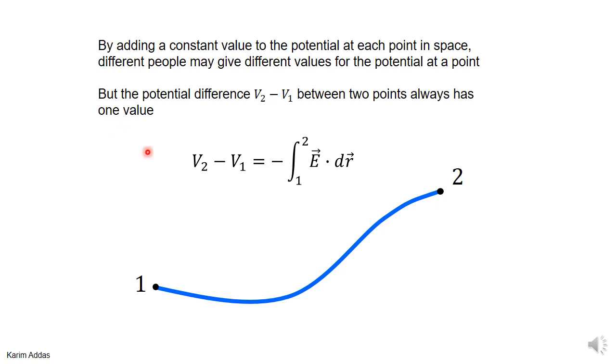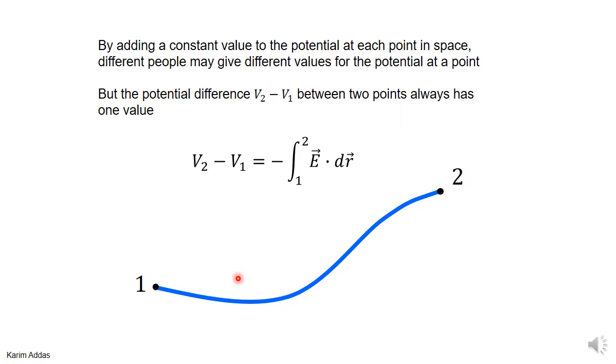And let's review some of the things we showed earlier, that if you get the potential difference between 2 points, it's given by this integral, and it always has one value, the same value. Different people can add a constant to the potential at every single point in space, and this difference in potential won't change. If you add 5 here and you add 5 here, and you take the difference in potential, the 5 will cancel with the 5, and you still get the same value. So adding a constant to the potential at every point in space, you can do that.